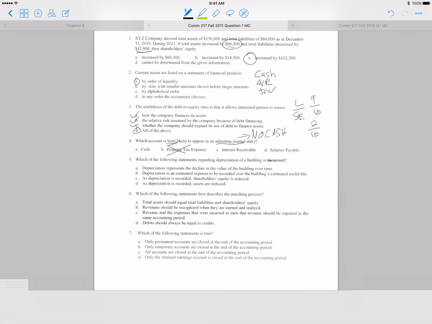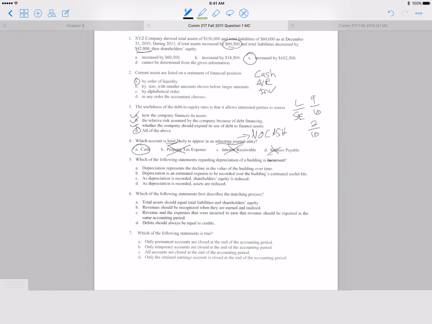Interest expense, well, interest expense is accumulating throughout the whole year, so at the end of the year, you would have to adjust to see how much interest expense you've accumulated, so that would not be it. And salaries payable, for example, let's say in the 2 weeks before the end of the year, you have to calculate how much your workers actually earned, so you have to adjust that. And like we said, in an adjusting entry, there's no cash available or used, so the answer would be A, cash.